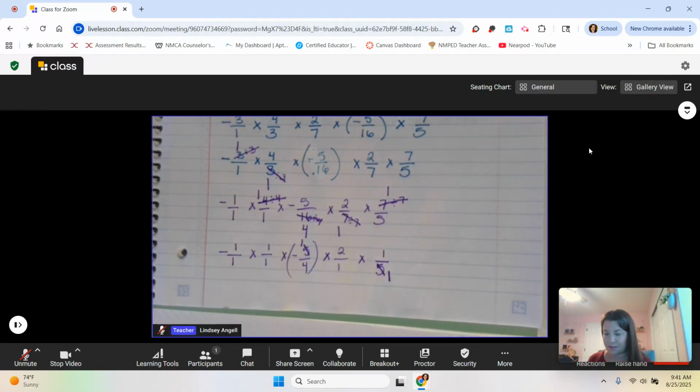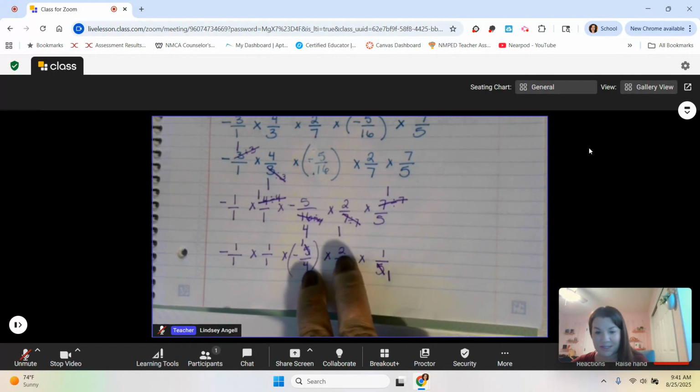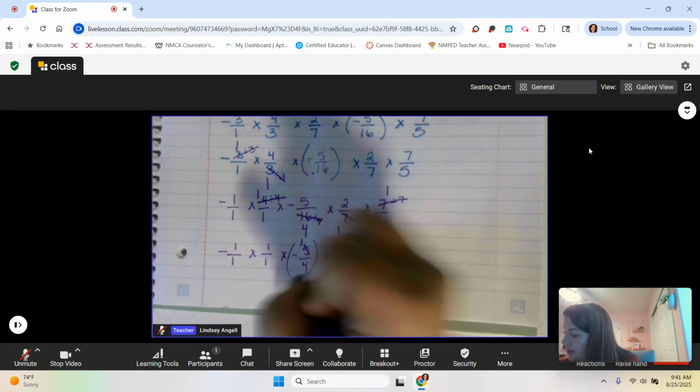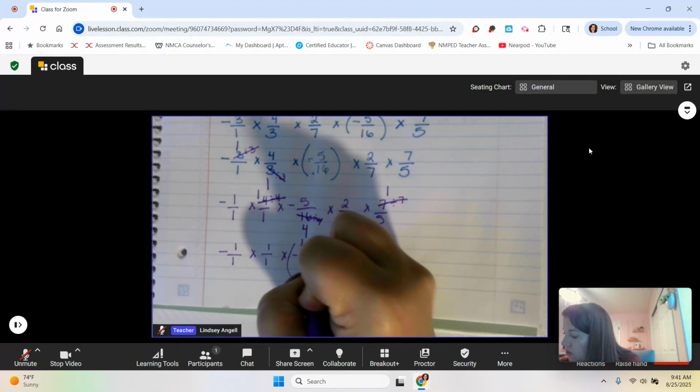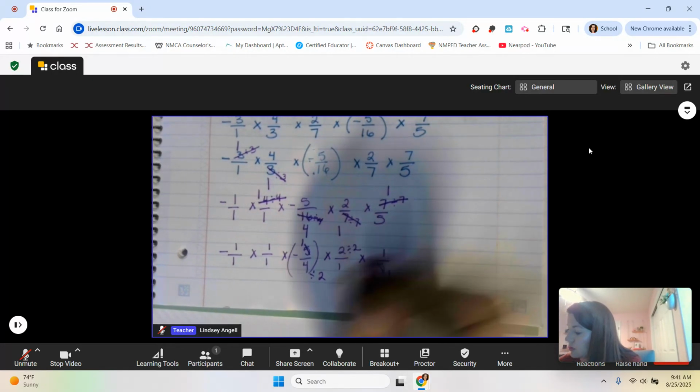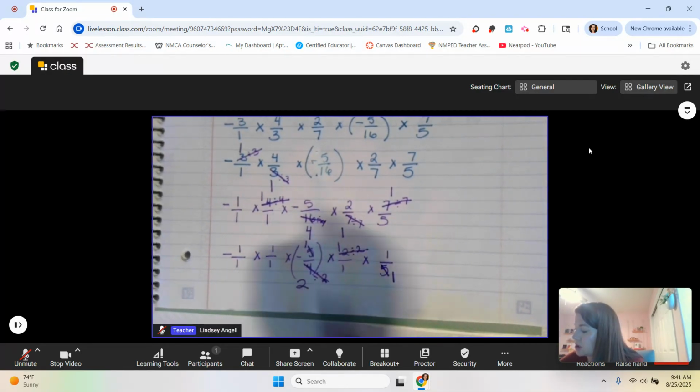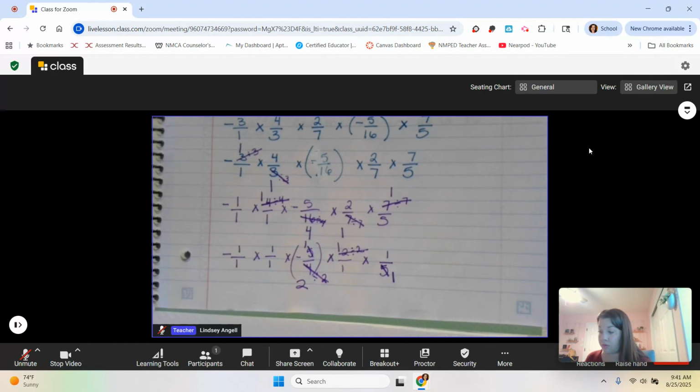Look at all of those numbers. We could even do it here with the 2 and the 4. Holy moly! 2 can be divided by 2. 4 can be divided by 2. And so we just keep going. So 2 divided by 2 is 1. 4 divided by 2 is 2. So I think that's everything.